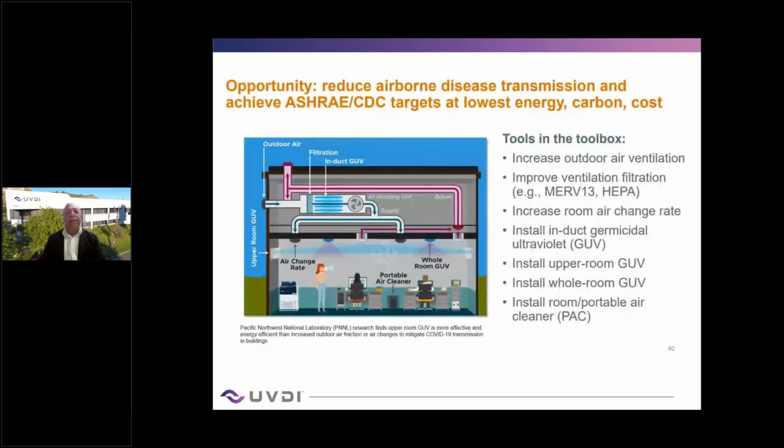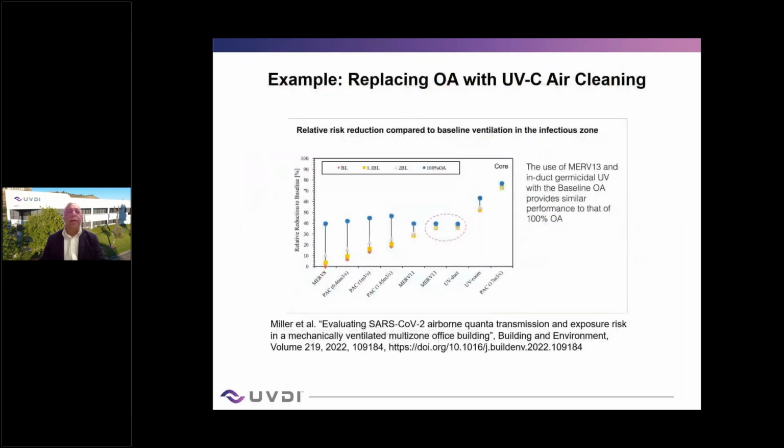All right, so this is a slide which I showed last time. Basically, Pacific Northwest National Laboratory had done a study which said that there's an opportunity to reduce airborne transmission and achieve ASHRAE and CDC targets at lowest energy, carbon footprint, and cost if done correctly, and there's some guidance there. There was another study, a simulation study done by Shelly Miller at the University of Colorado, where she showed that a UV solution in a duct, the use of MERV 13 and in-duct upper-room UV with baseline, has the same effect as increasing outside air. So there are some advantages in energy as well, and you don't really need to bring in outside air.